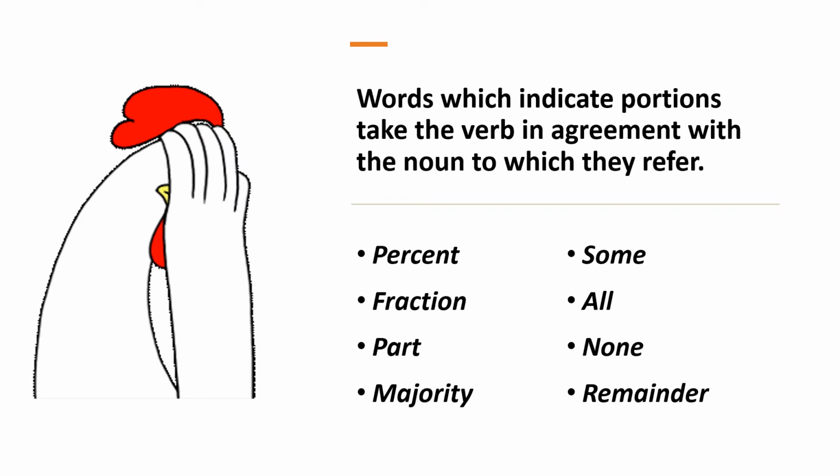Now, don't think we're getting confusing here, okay? But we are going to get a hold on our grammar. We're going to grab it by the horns, and we are going to get this correct. Words which indicate portions take the verb in agreement with the noun to which they refer. For example, when you see percent, fraction, part, majority, some, all, none, or remainder in a sentence, that's not the word that you're going to make your verb agree with. You're going to make the verb agree with the word to which these refer, the noun these refer to.